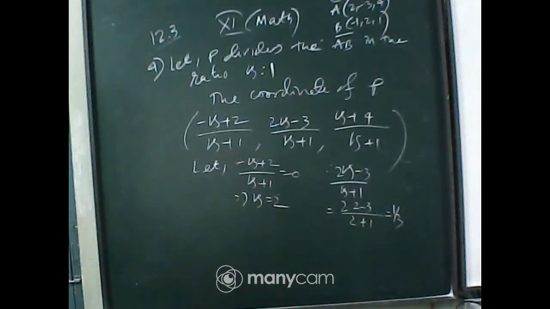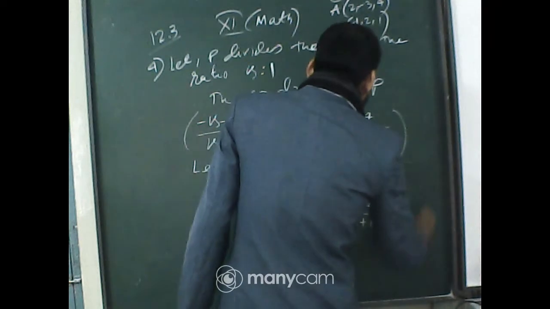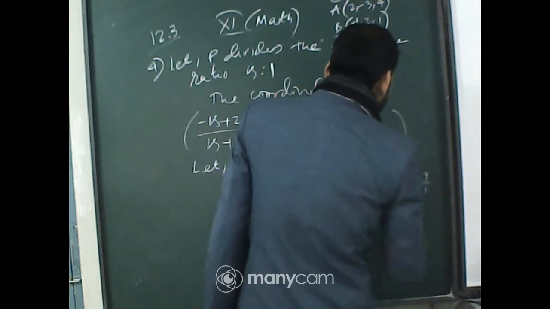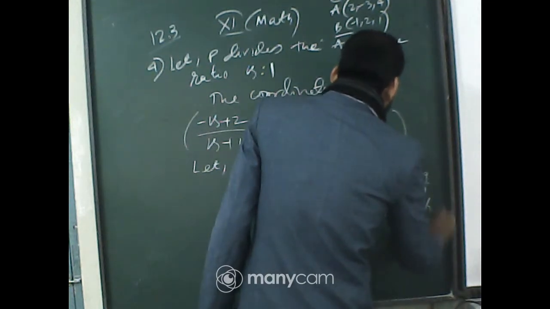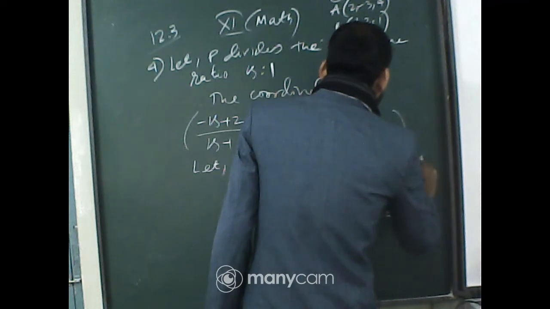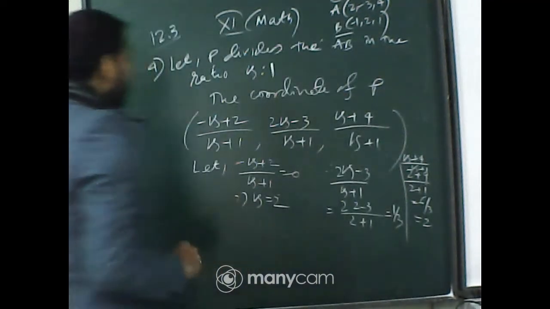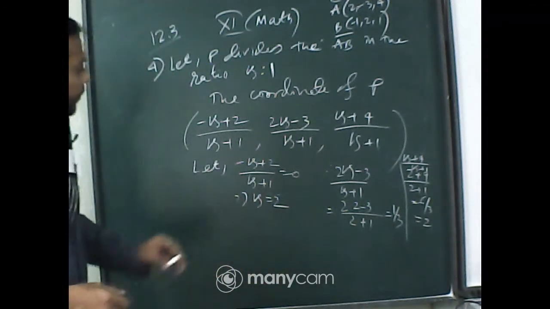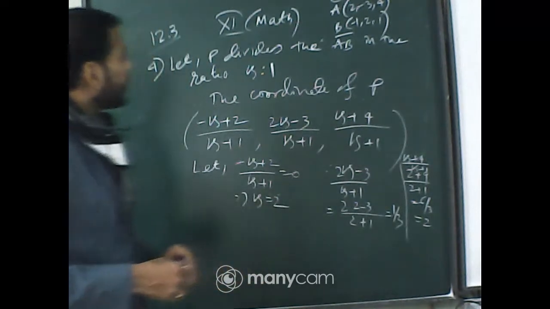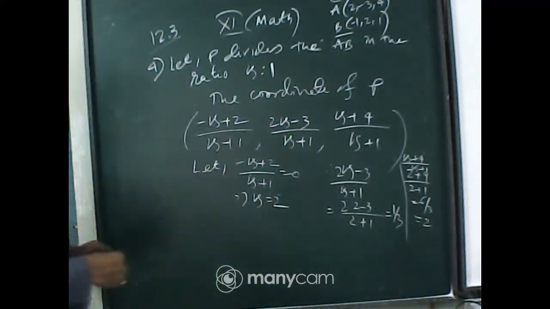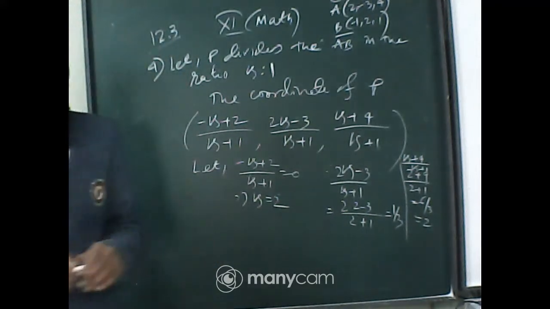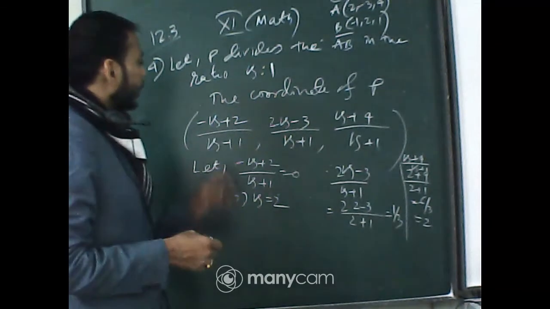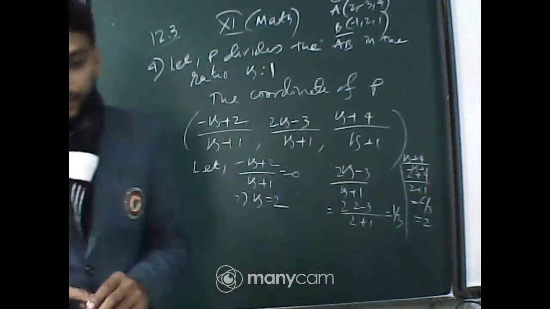And the last portion, K plus 4 by K plus 1, is 2 plus 4 by 2 plus 1, that is 6 by 3, that is 2. So whenever I take the first portion as 0, K gives 2, the second portion gives 1 by 3, and the last portion gives 2. That means the point P is actually nothing but the point C. The coordinate of P and coordinate of C is same.